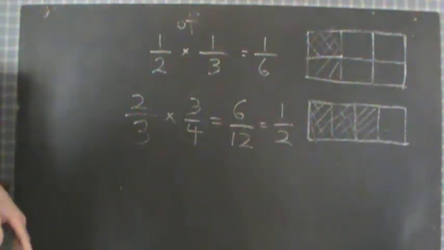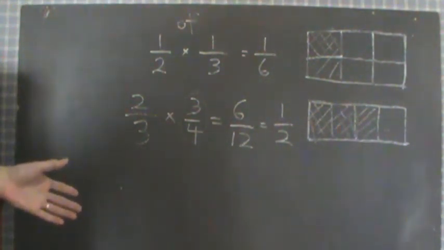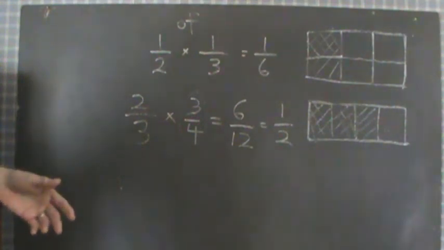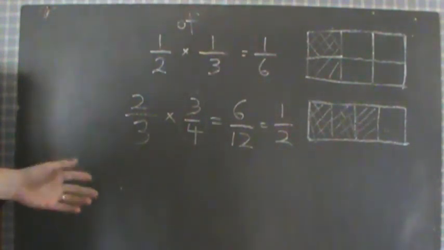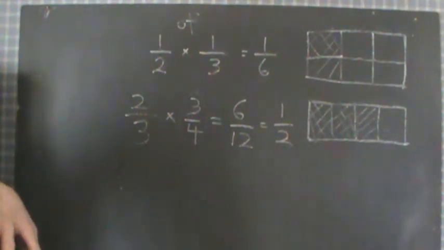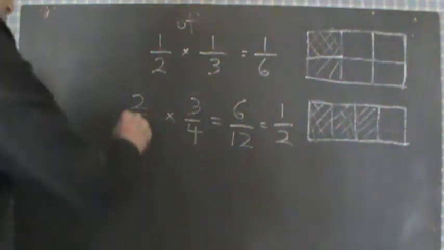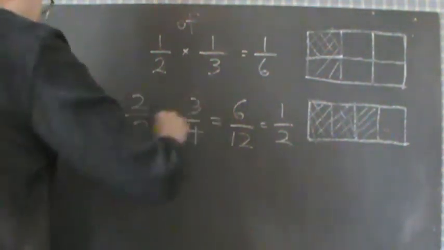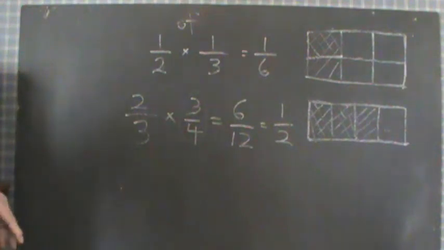Now, some kids like to see explanations. They want to know why. Other kids just say, just give me the rule and I'm happy. So anyway, the rule is multiply the tops together, multiply the bottoms together.